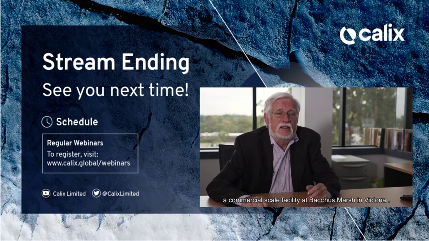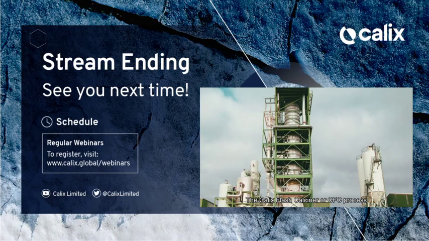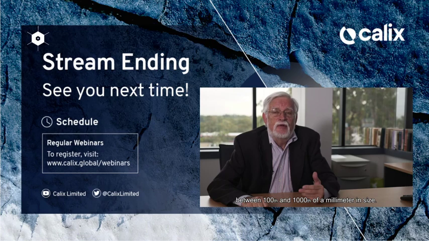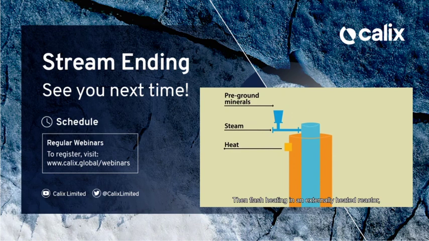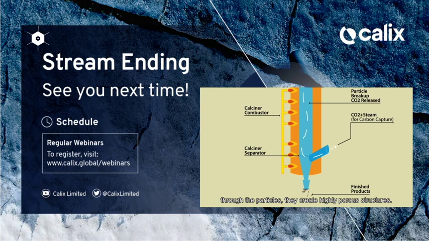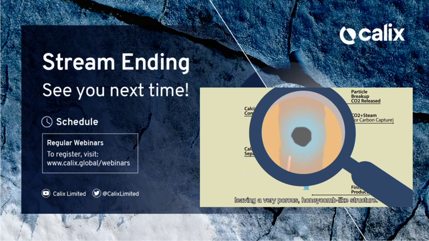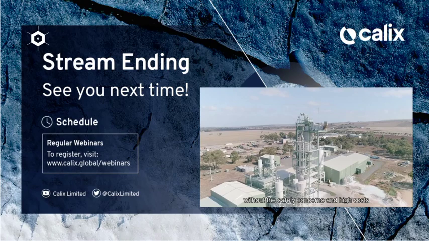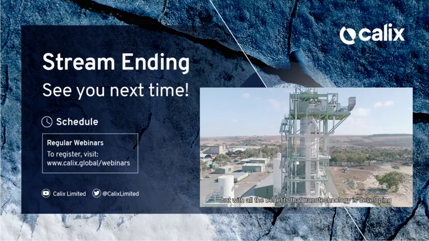The Calix Flash Calciner, or CFC, process involves grinding minerals or other feedstocks to between 100th and 1,000th of a millimetre in size, then flash heating them in an externally heated reactor in a very short time, up to about 950 degrees centigrade. As trapped gases in the material bubble out through the particles, they create highly porous structures. These particles are then cooled very quickly, leaving a very porous, honeycomb-like structure. New materials produced by the CFC are proven to have similar reactive properties to nanoparticles, without the safety concerns and high costs, but with all the benefits that nanotechnology is developing into numerous products, applications, and markets.